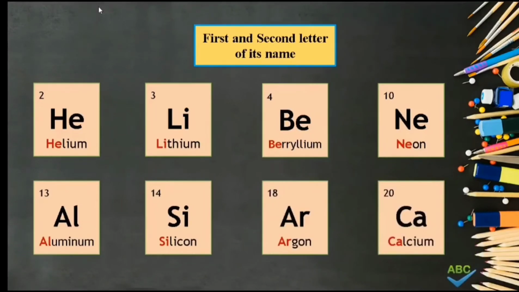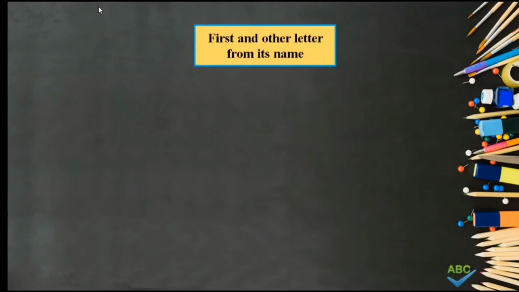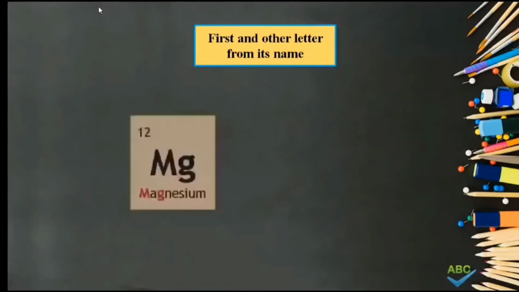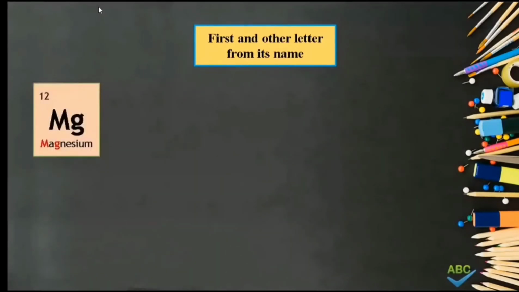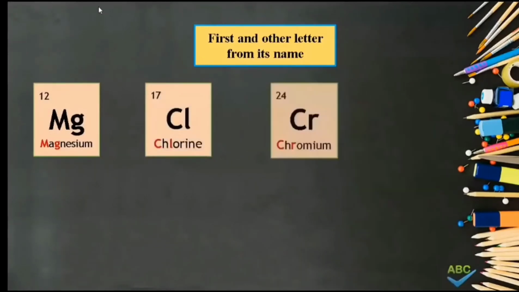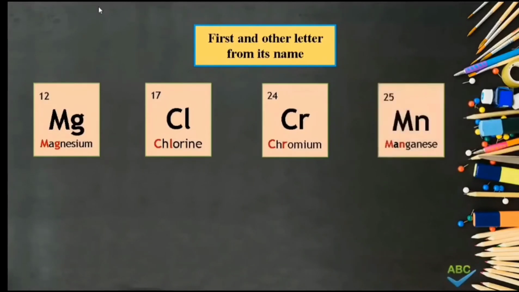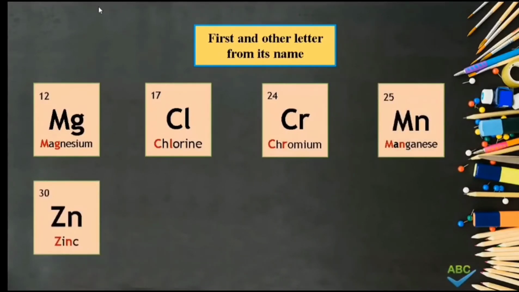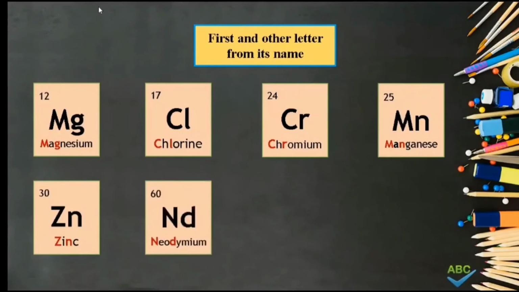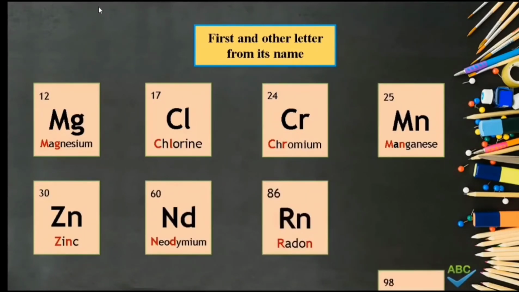Number 3, based on the first letter and other letter from the element's name. Examples are magnesium, Mg; chlorine, Cl; chromium, Cr; manganese, Mn; zinc, Zn; neodymium, Nd; radon, Rn; and californium, Cf.